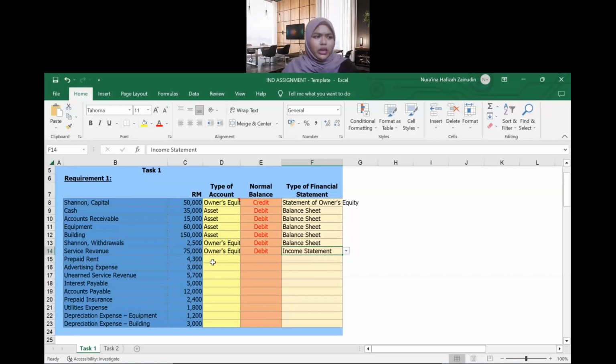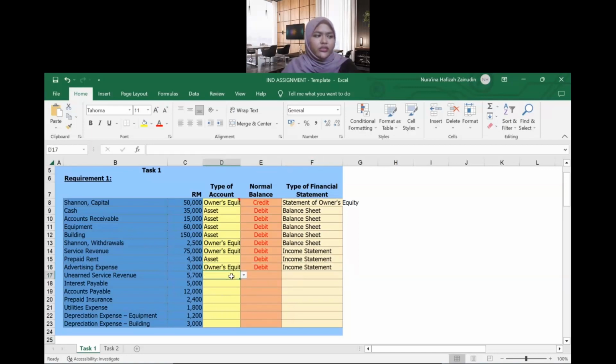Okay, for the prepaid rent, it is an asset. The normal balance is debit. The type of financial statement is income statement. Okay, for the advertising expenses, the type of account is owner's equity. The normal balance is debit, and the type of financial statement is income statement.